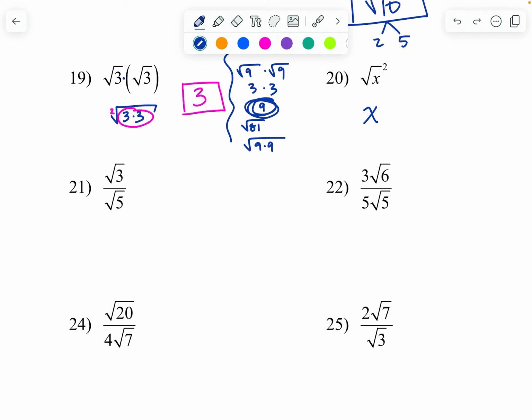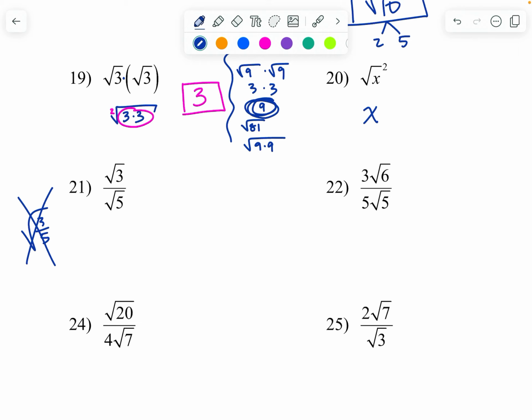I smush them together. I get 3 over 5. Well, that didn't do me any good. It didn't help me at all. Instead, I have to do something else in order to get rid of the square root of 5 on the bottom. And that something else is very limited because this is an expression. This is not an equation.